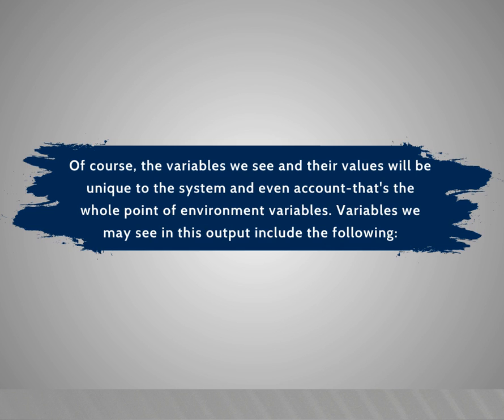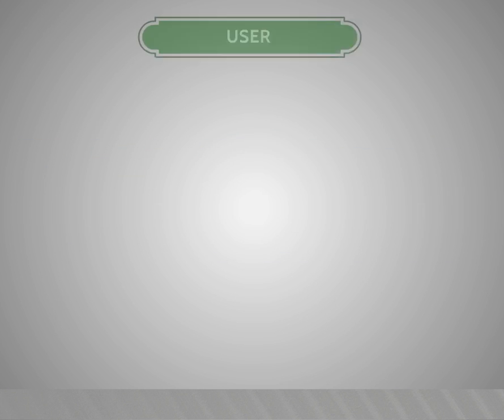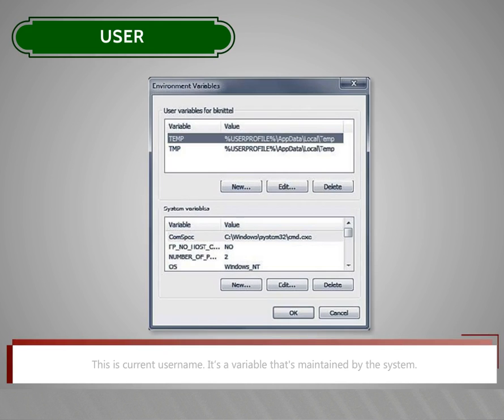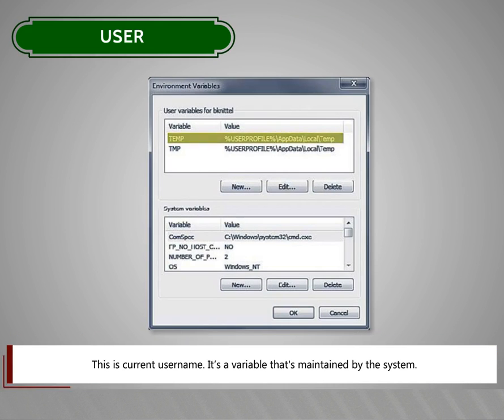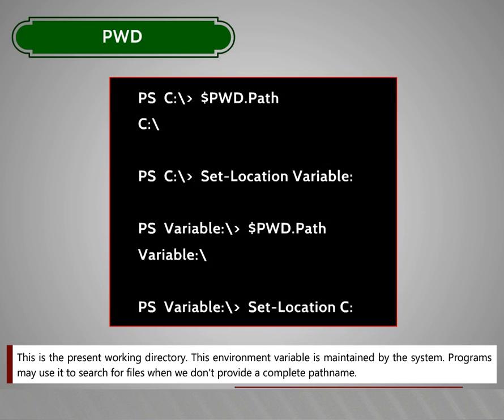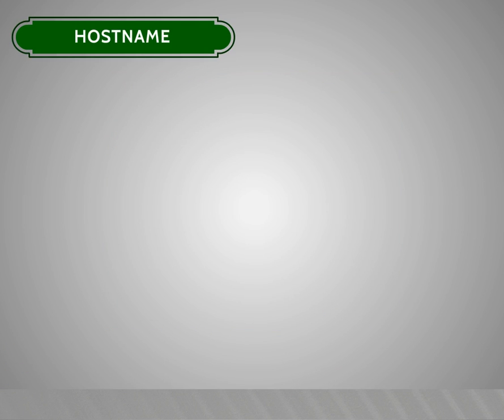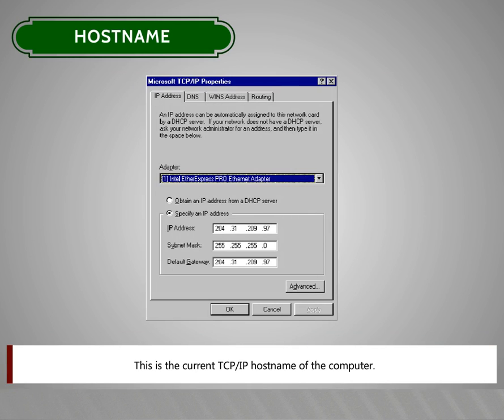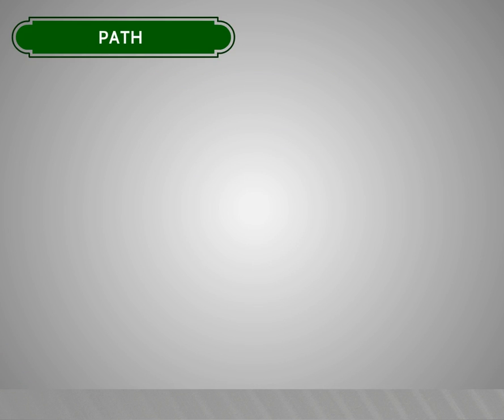Variables we may see in this output include the following. USER: this is the current username. It is a variable that's maintained by the system. PWD: this is the present working directory. The environment variable is maintained by the system. Programs may use it to search for files when we don't provide a complete path name. HOSTNAME: this is the current TCP/IP hostname of the computer.